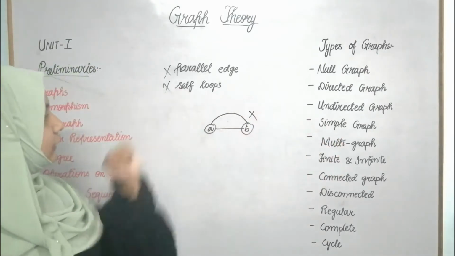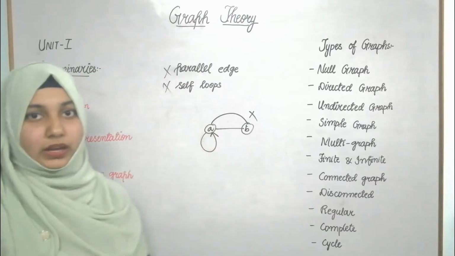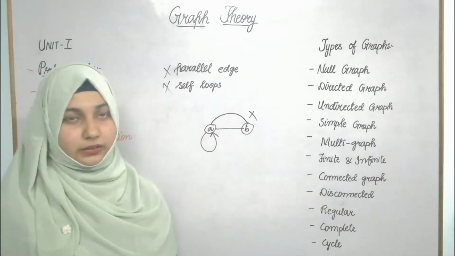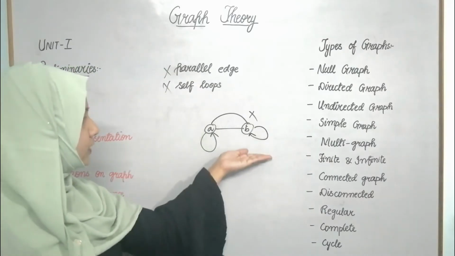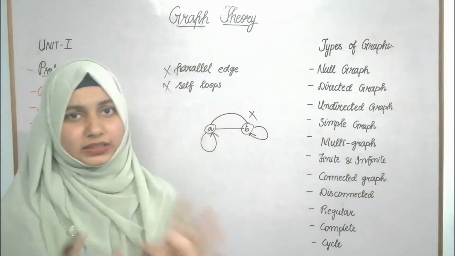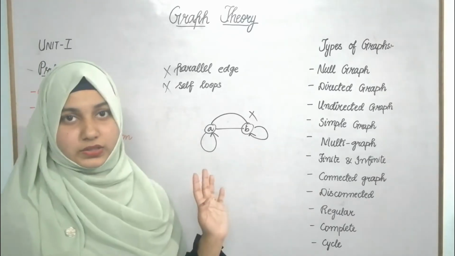And the next is self loop. That means an edge from a vertex to that vertex itself. Suppose this one. These are self loops, which are not allowed in simple graphs. The graph is simple: only edges and vertices, no loops, no parallel edges.